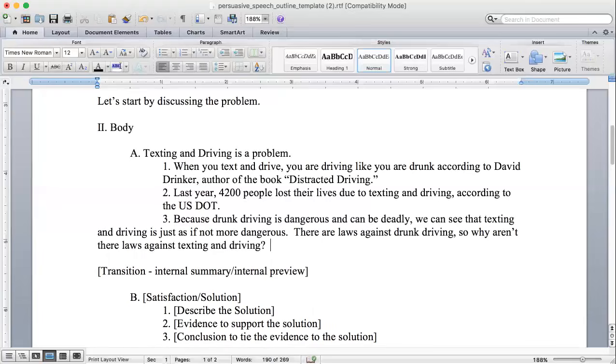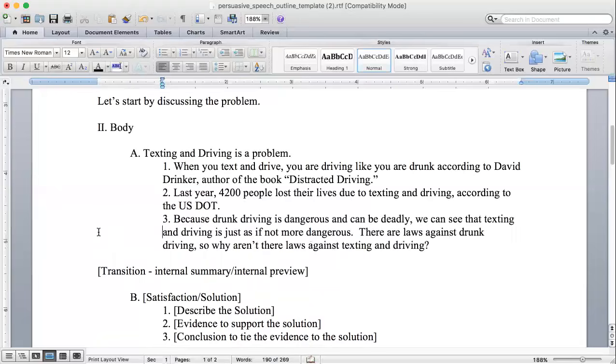So here we've kind of tried to make a connection. Now, it's not a great connection because drunk driving is dangerous and can be deadly, so we really didn't establish evidence for that. So if you really want to make that conclusion, you're probably going to want to go back here and say you're driving like you're drunk, because the one thing we've left out is that we haven't really told the audience that drunk driving is really distracted driving. We kind of just assume the audience knows that. And more than likely they probably do, but in persuasive speaking, we probably don't want to make a lot of assumptions. We don't want to leave things up. We don't want the audience to have to think.